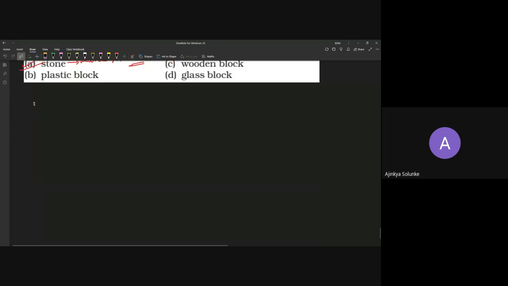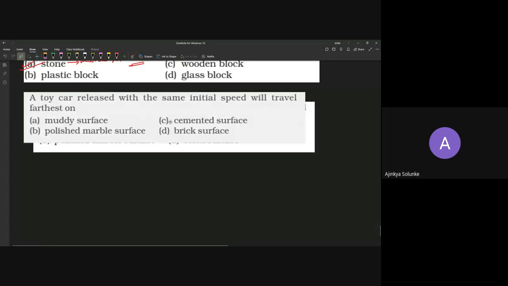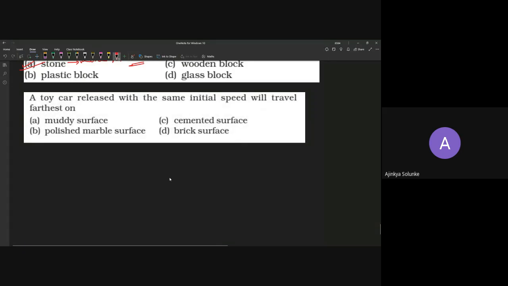Another question for you. A toy car released with some initial speed will travel farthest on: muddy surface, cemented surface, polished marble surface, or brick surface. They are asking on which surface the car will travel farthest. More distance will be covered, so you have to choose a surface which is offering less friction.